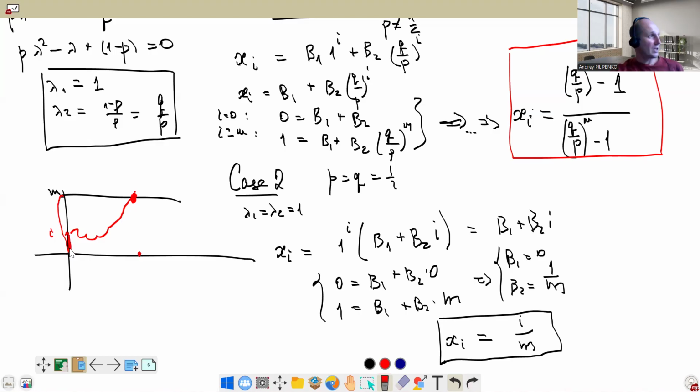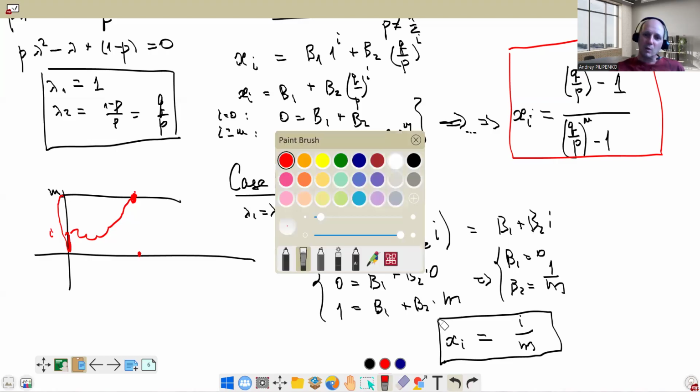So if two persons have a fair coin, then the probability of bankruptcy is proportional to the initial amount of money. For example, if I have $1 and you have a million, and we play until I or you are bankrupt, then the probability that I will be bankrupt is 1, my money, divided by m, the total money, a million and 1. Okay, questions?